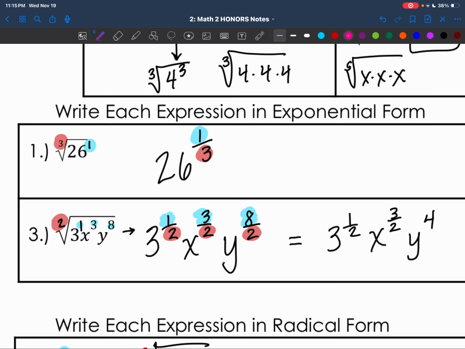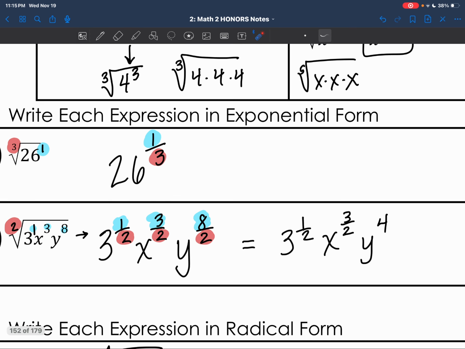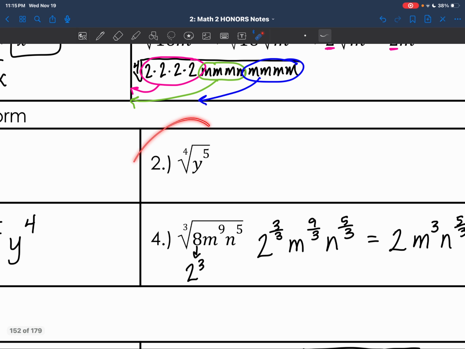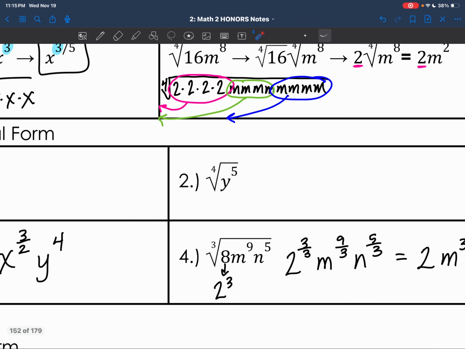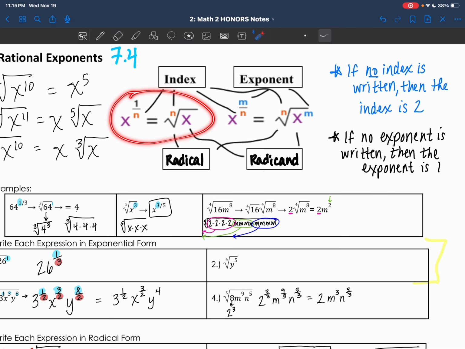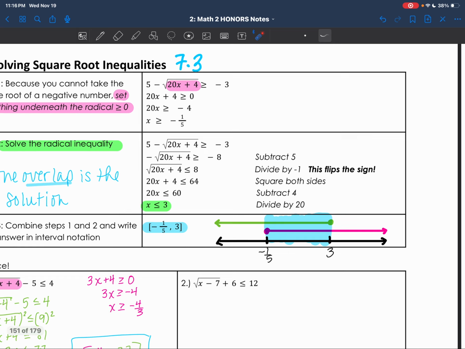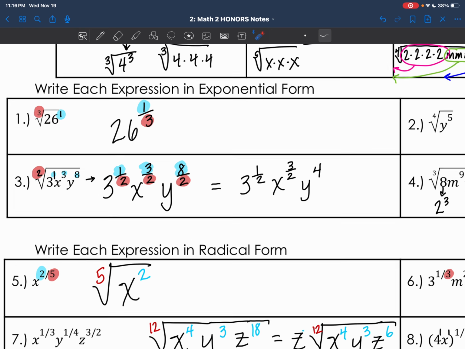All right, so now let's talk about rewriting. So we're just going to take our radicand, and that's now your base. Your exponent is the numerator, your index is the denominator, and this is as simplified as you can get. So I want you to try this one, and then like I said, use your examples up here to help you. And then now, let's go ahead, let's try this one.